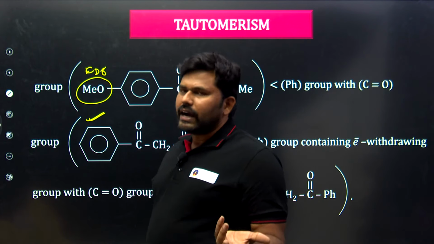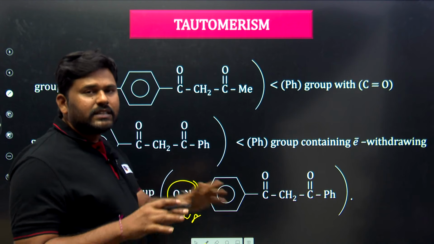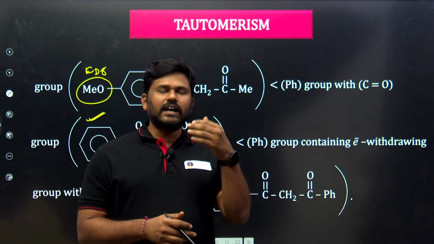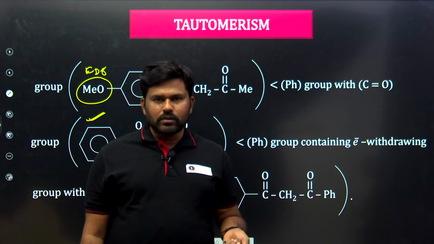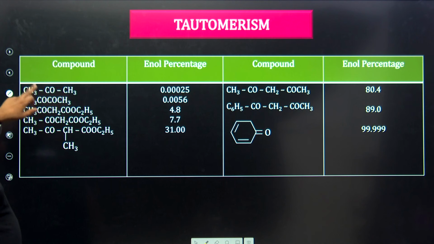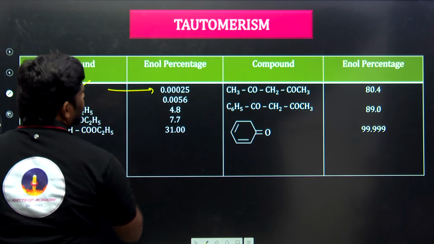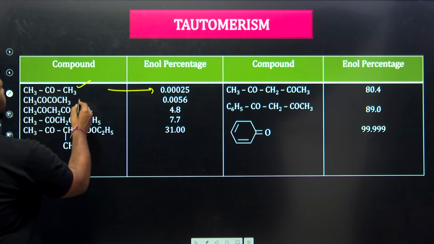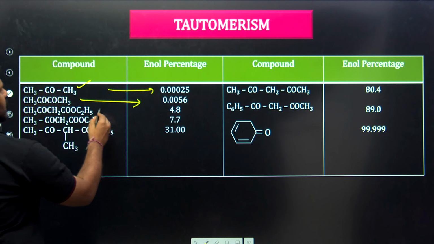And one more thing: if you don't remember this order, you have to check the stability of the enol. If the enol is stable, then the enol content will be more. It is simple: you have to check stability. This is some experimental data. The first one, a ketone, is given with a very low enol percentage. Next, a CH3-C double bond O diketone we have.